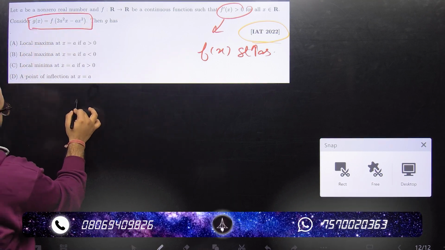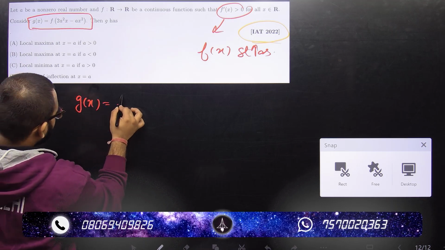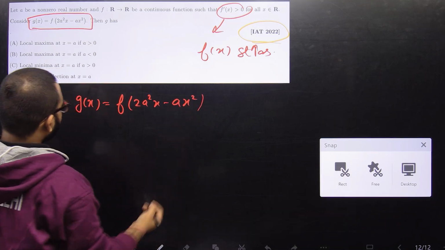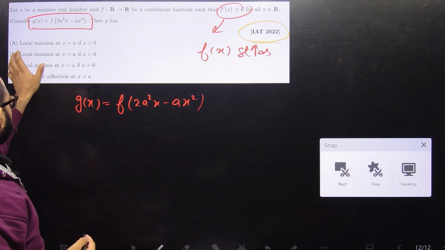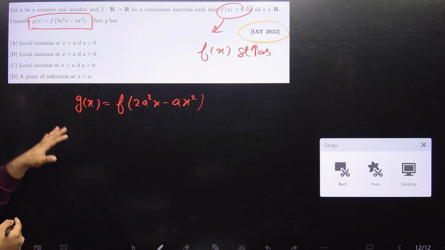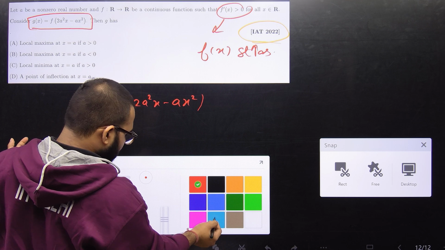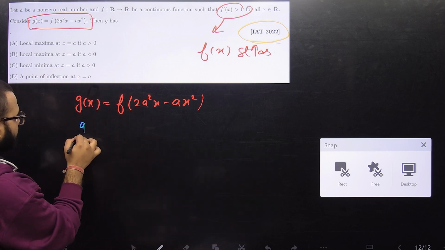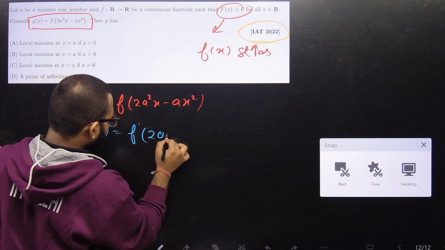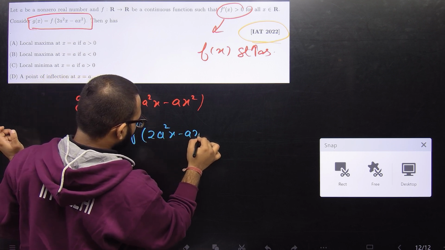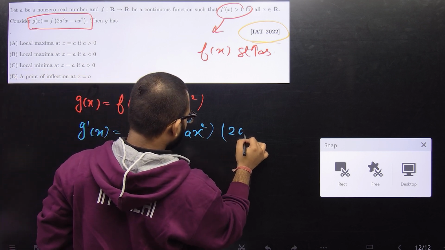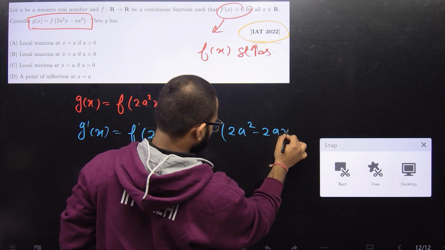We are also given the function g(x) in terms of f(x): g(x) equals f of 2a square x minus ax square. Now we have to find the local maxima and minima of g, and the point of inflection. So let's differentiate it. g dash x is equal to f dash of (2a square x minus ax square), and applying the chain rule, times (2a square minus 2ax).